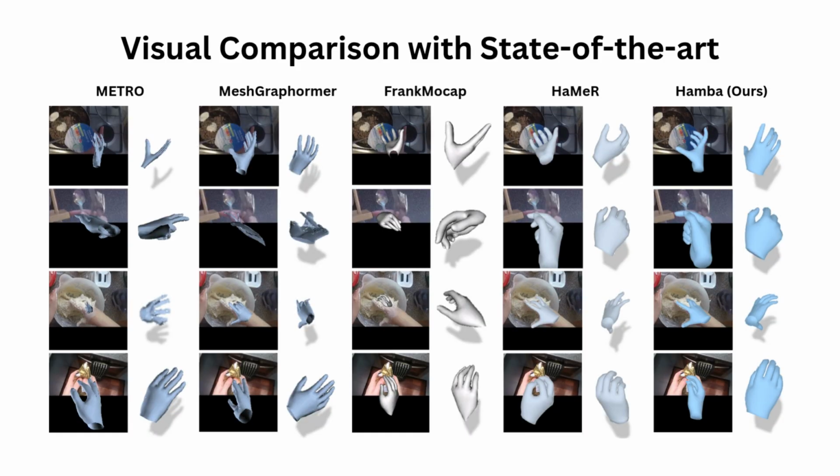Here we present a visual comparison of Hamba's hand reconstruction with state-of-the-art models on in-the-wild images from real cooking videos. This includes both non-parametric models like METRO and Mesh Graphormer, which directly regress the vertices, and parametric methods like FrankMocap and HaMeR, which regress the MANO parameters. This scenario is particularly challenging since it has high occlusion, hand-hand and hand-object interactions, along with truncation scenarios.